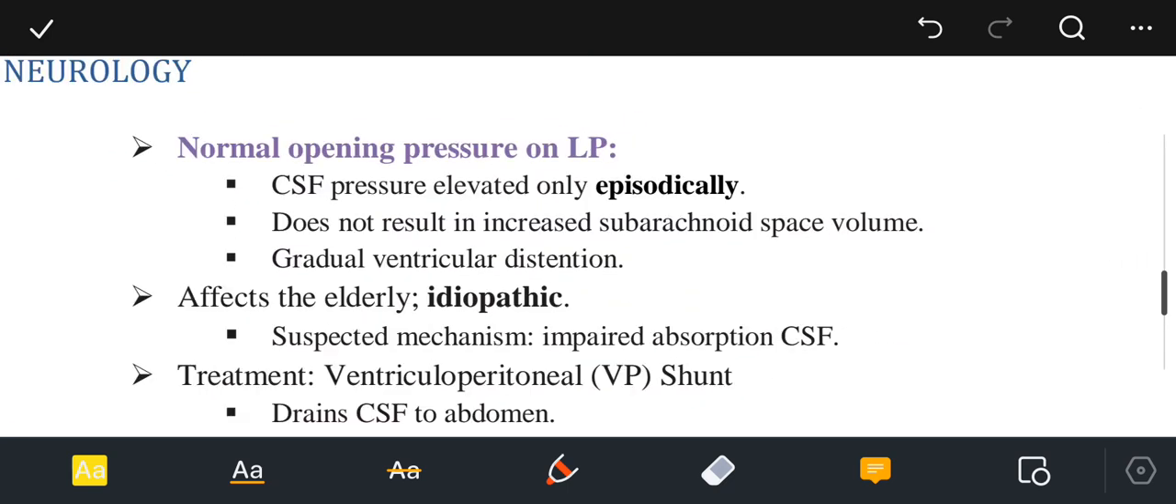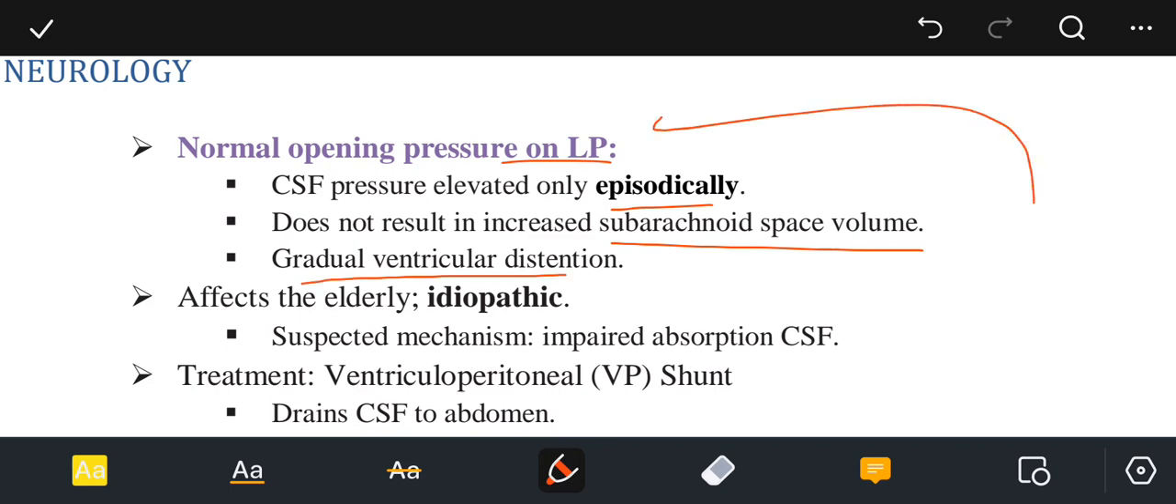Then we have normal opening pressure on the lumbar puncture. CSF pressure elevates only episodically. It does not result in the increased subarachnoid space volume, and there is gradual ventricular distension. So in normal pressure hydrocephalus, the opening pressure in the lumbar puncture will be normal. It affects the elderly and it is idiopathic.